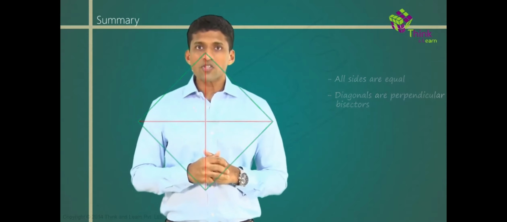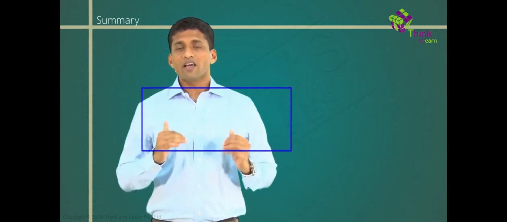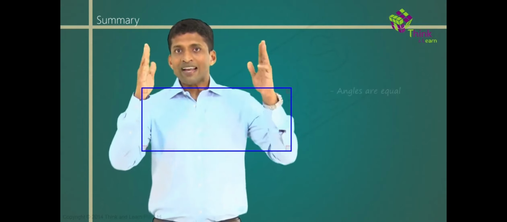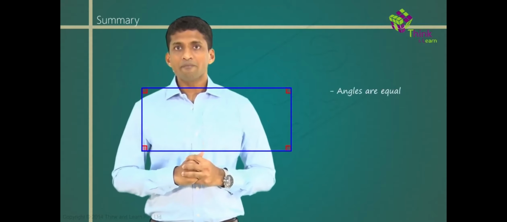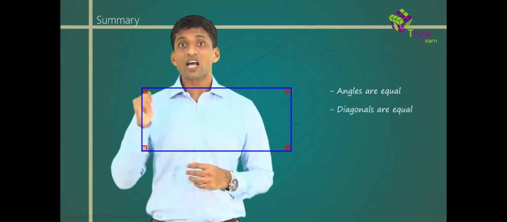So that's about rhombus. Next, I'll take a rectangle. Rectangle will have all the properties of a parallelogram. Angles are equal and equal to 90 degrees. And one more special property is diagonals are equal.